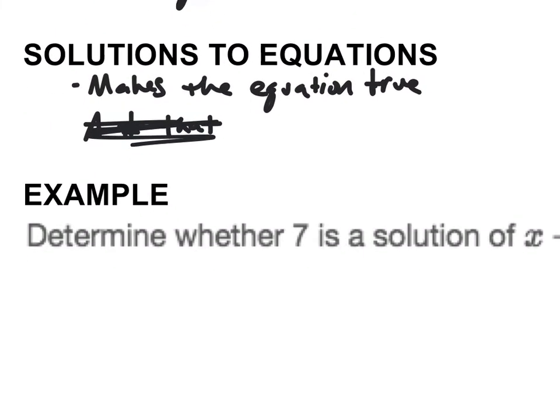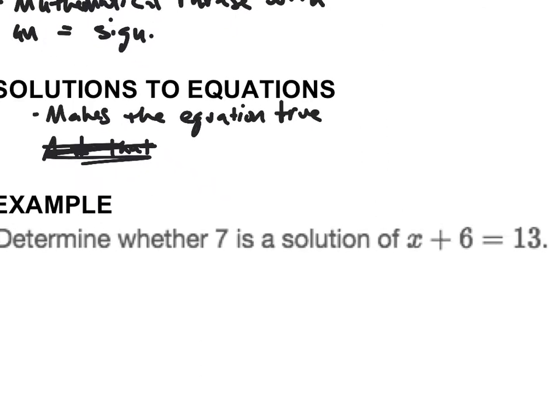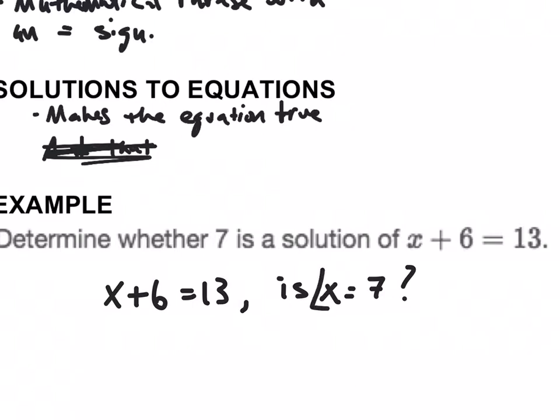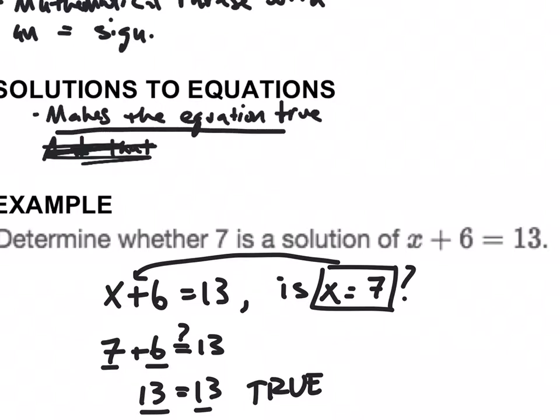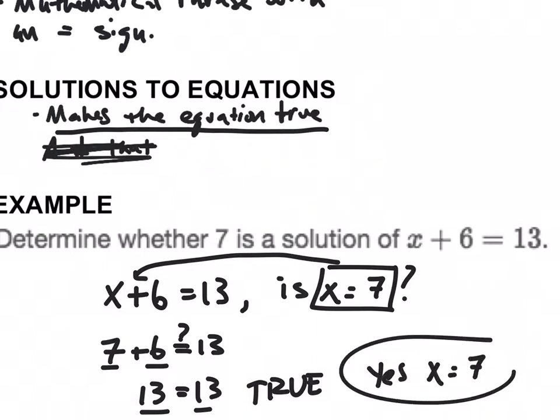So what we want to do is determine whether 7 is a solution to the equation x plus 6 equals 13. I have x plus 6 is equal to 13, and I want to know, is x equal to 7? If x is equal to 7, I do what's called substitution, and I plug 7 in for x. Is 7 plus 6 equal to 13? Yes, 7 plus 6 is 13, and 13 is equal to 13. This statement is true, and a solution is something that makes the equation true. So yes, this is a solution. So yes, x is equal to 7, and that's what we want.